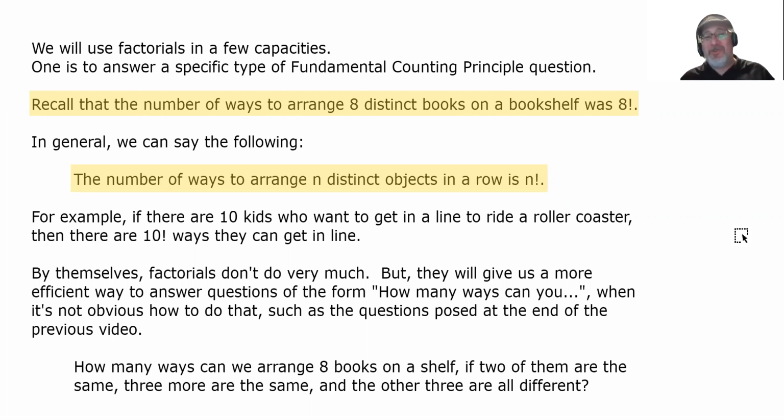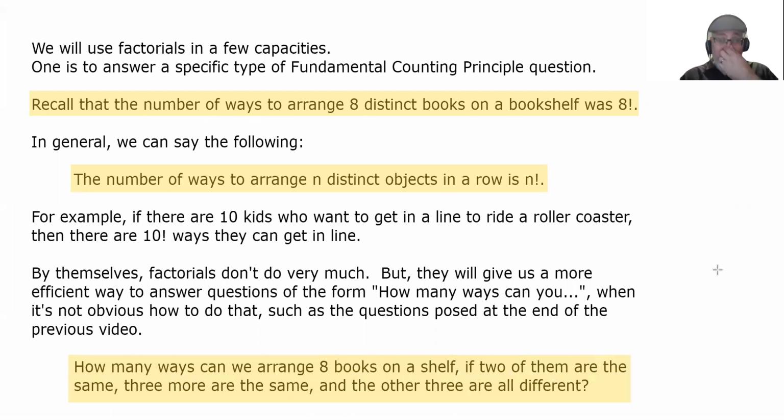By themselves, factorials don't do very much, but they will give us a more efficient way to answer questions of the form, how many ways can you do something, when it's not obvious how to do that, such as the questions posed at the end of the previous video. And here's one of those questions. It was, how many ways can we arrange 8 books on a shelf if 2 of them are the same, 3 more of them are the same, and the other 3 are all different? Now that would be a real tricky one to do by brute force with the fundamental counting principle, but with factorials, it's going to be a real easy setup and solution.